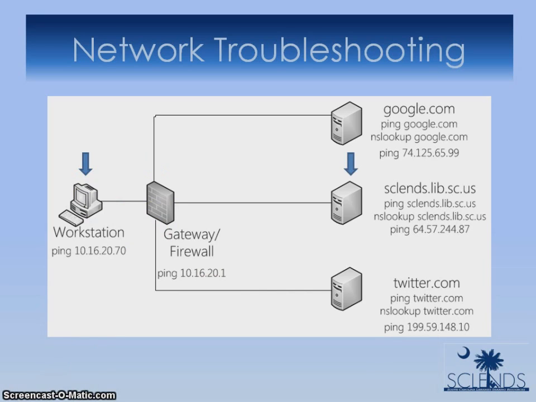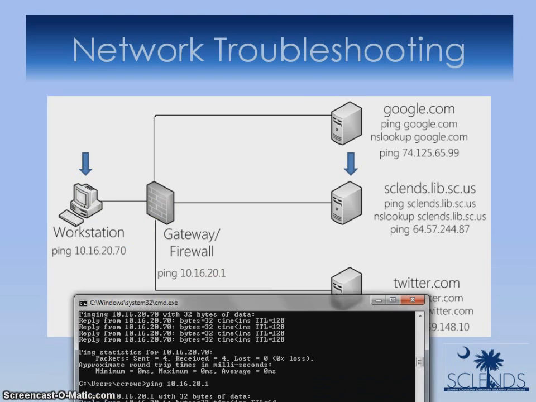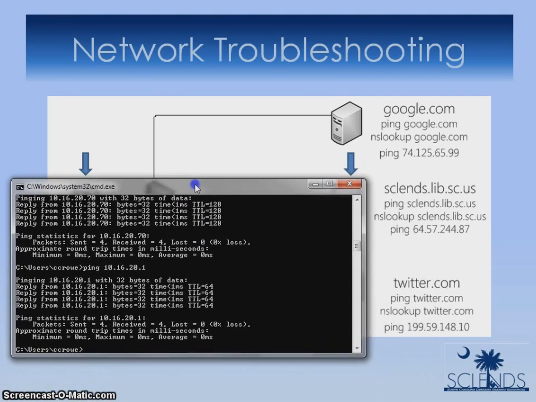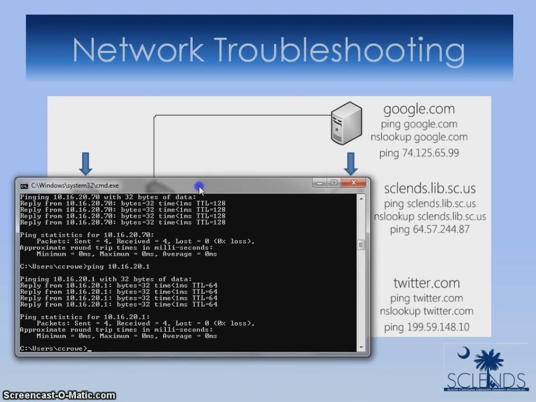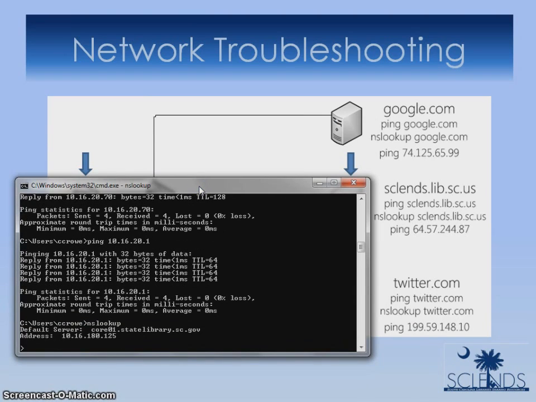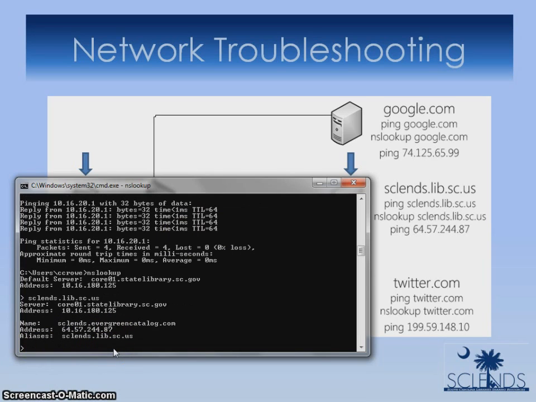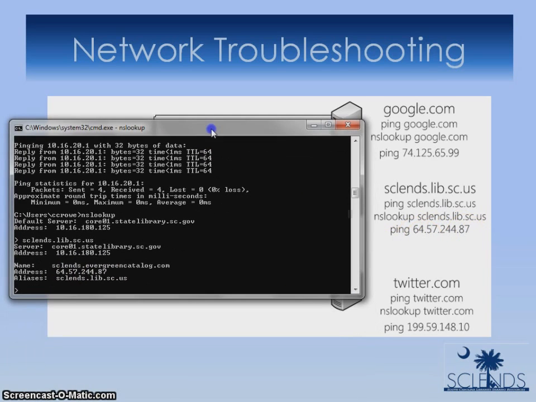Let's see if we can get to the NSLookup server. I'll bring my command prompt back up, and we're going to do an NSLookup on it first. Typed in sclens.lib.sc.us, which is its address. I get a response of 64.57.244.87, which you'll see I've annotated here. So exit NSLookup.